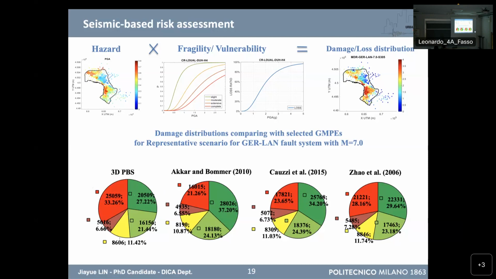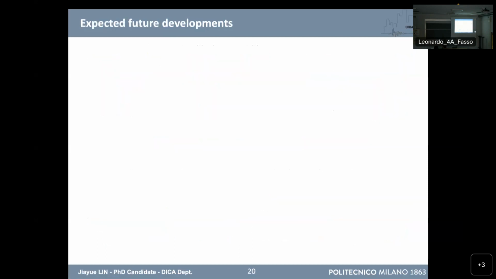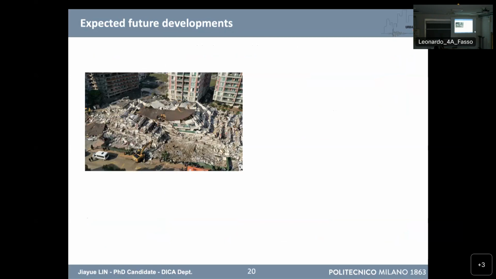Okay, so now my presentation is almost finished, and since it's not a very scientific, very formal conference to deliver my research, I put these slides here for my personal feelings. When people mention the earthquake, many people expect some pictures of damaged structures. So here I will give you one. This is the damaged structures in Turkey, which happened recently.